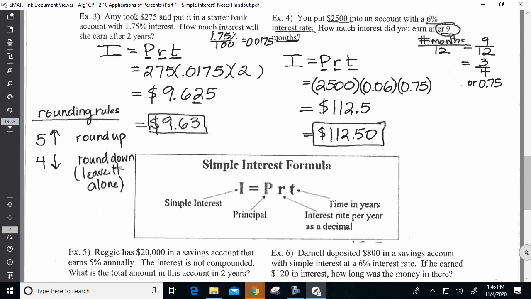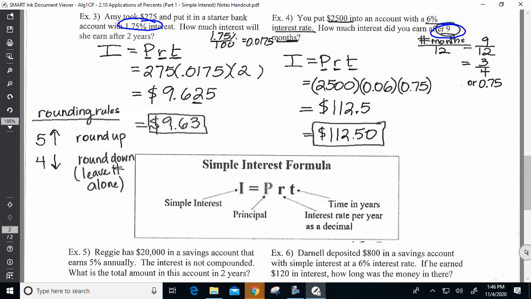And then examples 3 and 4, that's when we did a few variations, whether it was having a percent that was already a decimal, or having time that was in months instead of years. So we did a couple of variations.